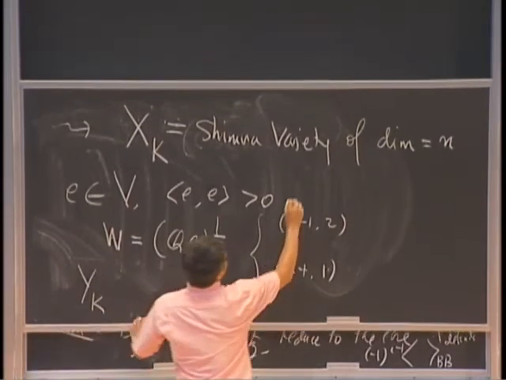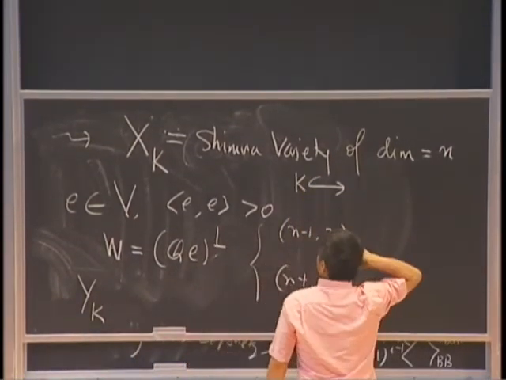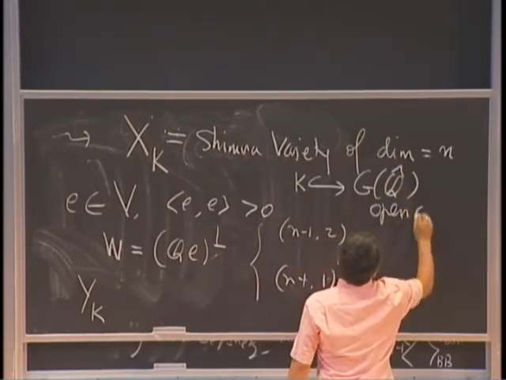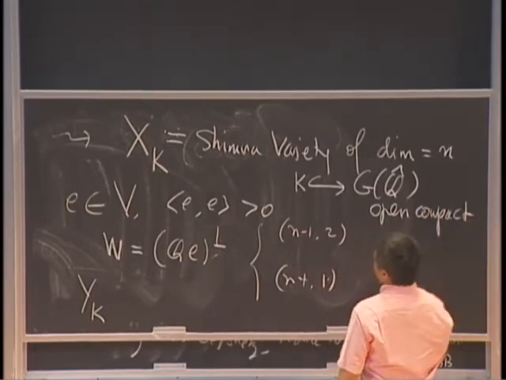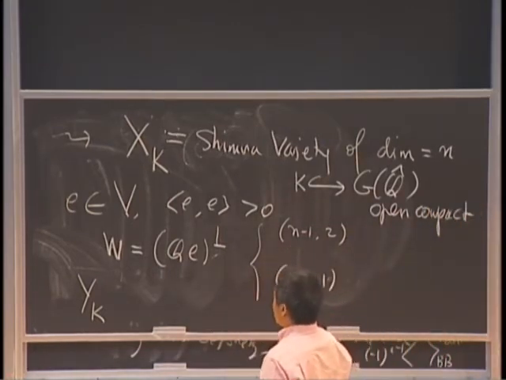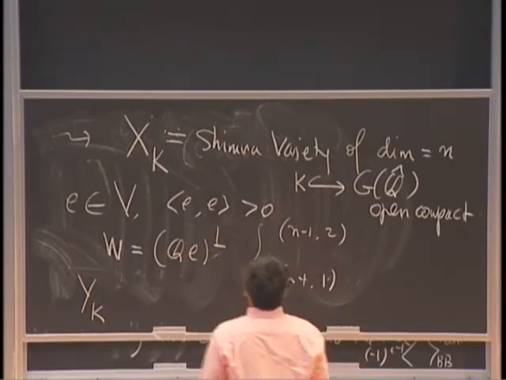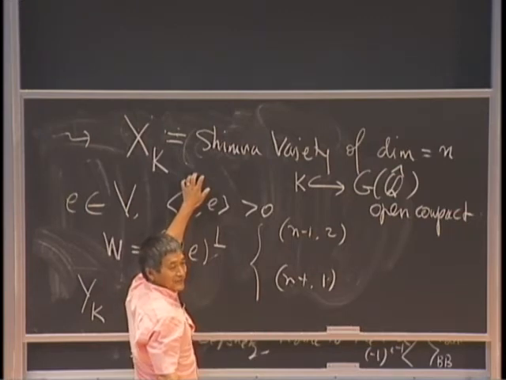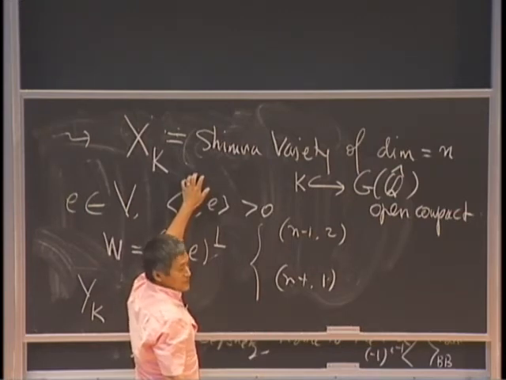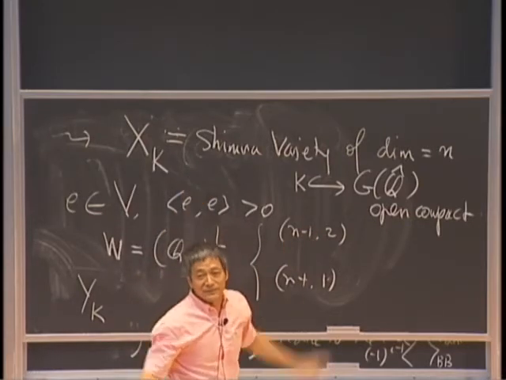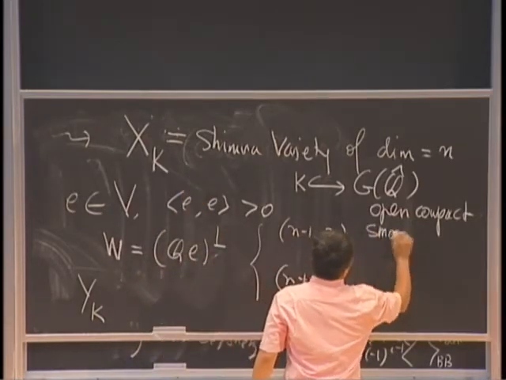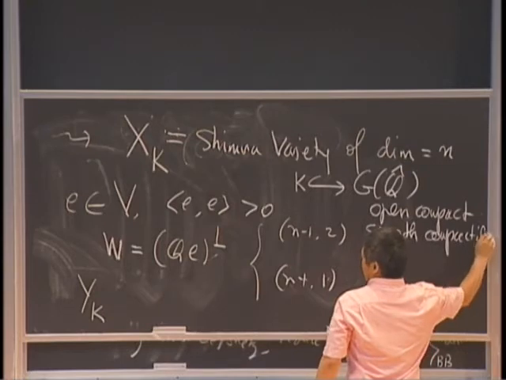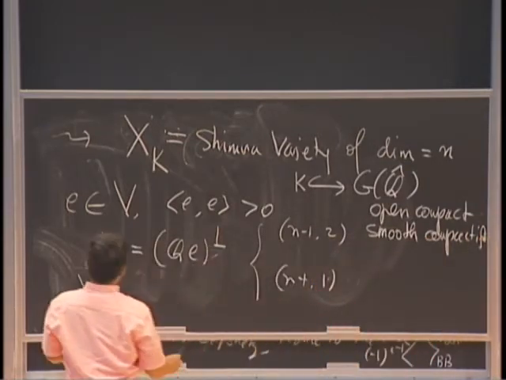So I get a Y_K. Okay, this K is an open compact subgroup. And this variety is not necessarily compact. So actually, I will assume this one is compact. You have to pay attention to Kevin's lecture today. So I take one good smooth compactification. So this is a Shimura variety.